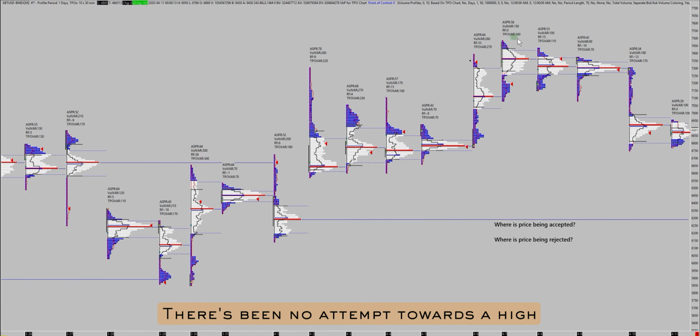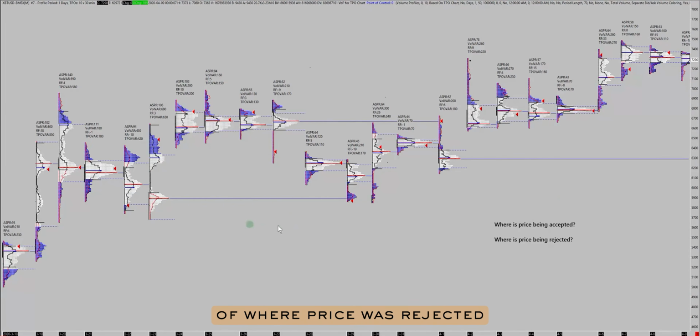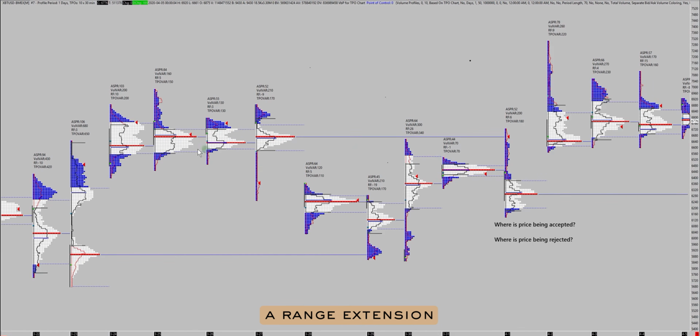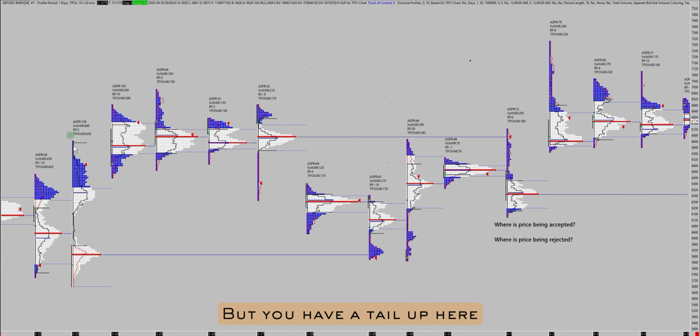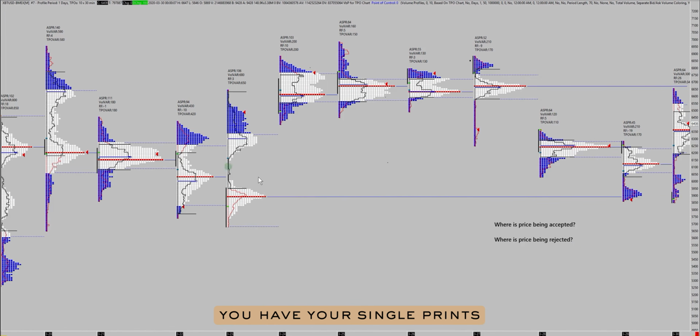We can see that clearly there's been no attempt towards a high, so we don't know necessarily whether we are rejected or have rolled over. But immediately when we're looking at the TPOs, we get an idea of where price was rejected, because immediately we see something like a tail, range extension. This is not really two-way whatsoever. This was price dropping pretty violently, but you have a tail up here. You get your idea of where trade was not facilitated, where trade was not necessarily allowed even. So over here you have your single prints.